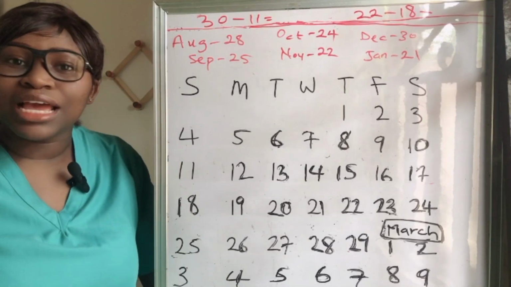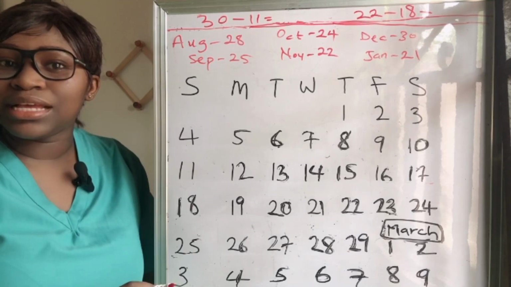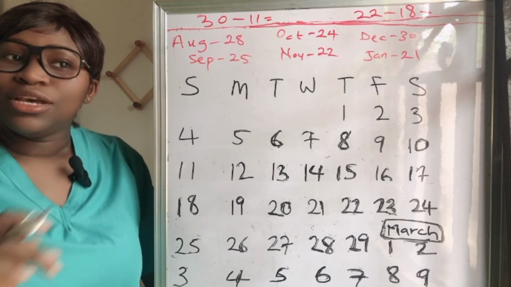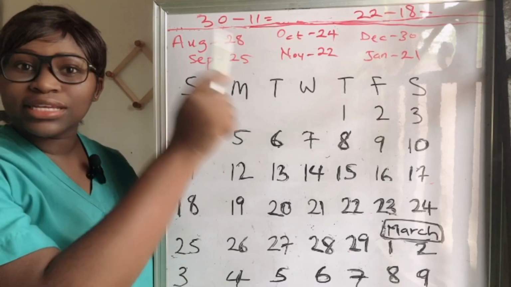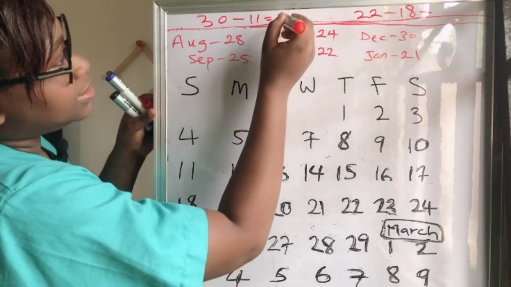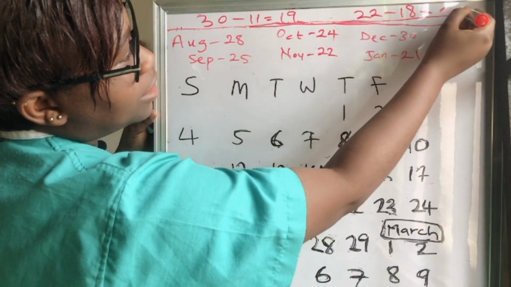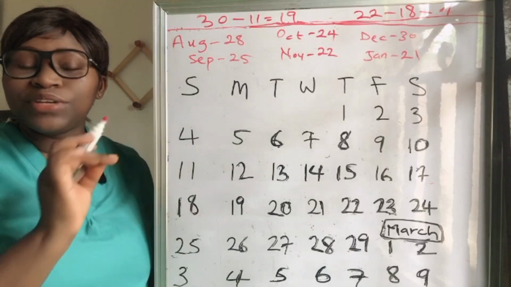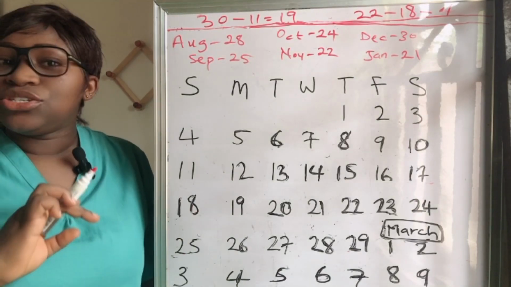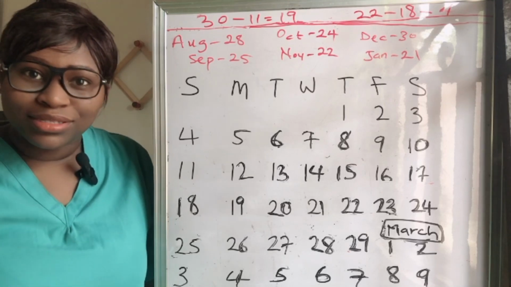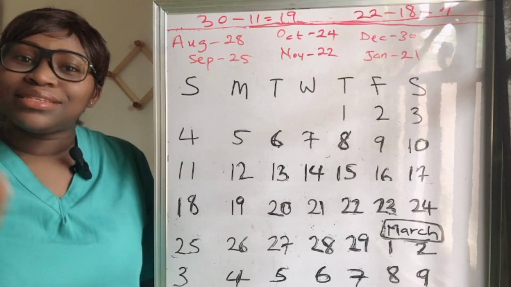So if you have varying cycle lengths, all you have to do is pick out the highest number from the cycle lengths you've been getting and subtract 11 from it, then look for the lowest number and subtract 18 from it. When you subtract 11 from 30, you get 19, and you subtract 18 from 22 and you get 4. So this means this woman's fertile days will start from cycle day 4 to cycle day 19. She's going to know that for every month that she's getting her period, her fertile days start from cycle day 4 to cycle day 19.